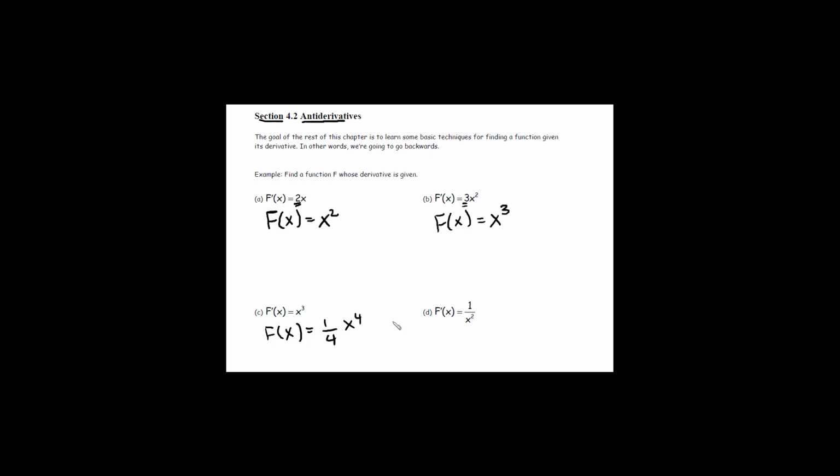And then we have this last one down here. If the derivative is 1 over x squared, or x to the negative second, then the original function would be x to the negative 1 over negative 1, or just negative 1 over x. And you can check that that would be the derivative of negative 1 over x.